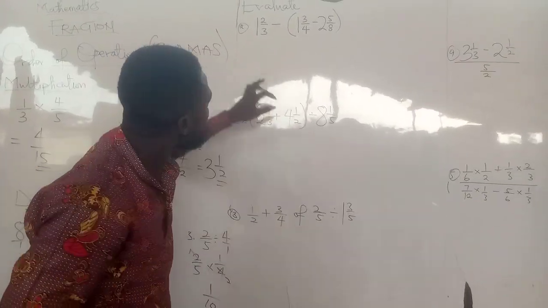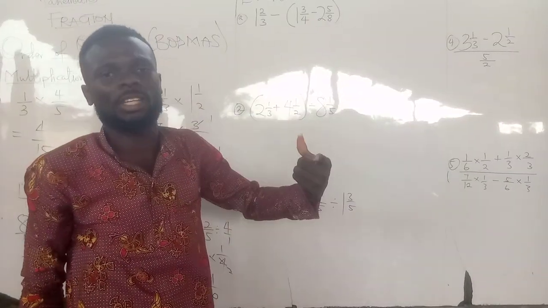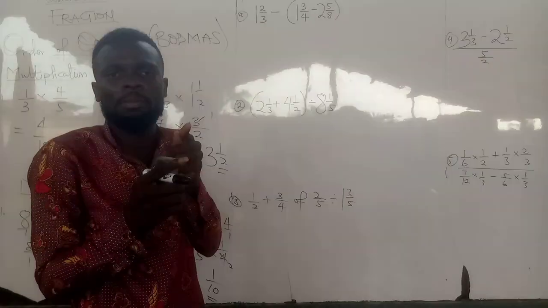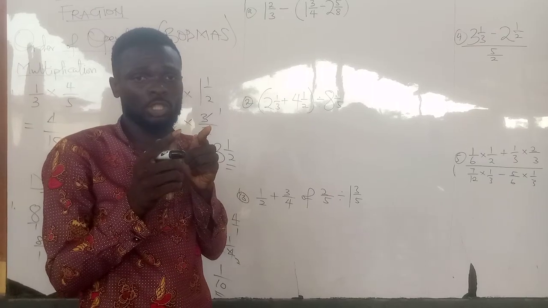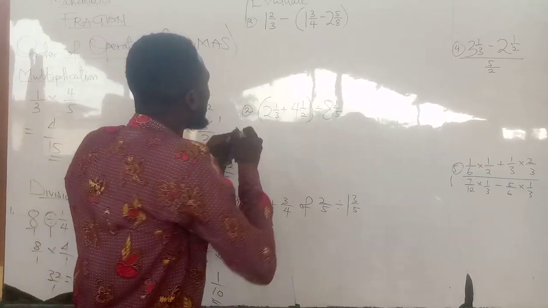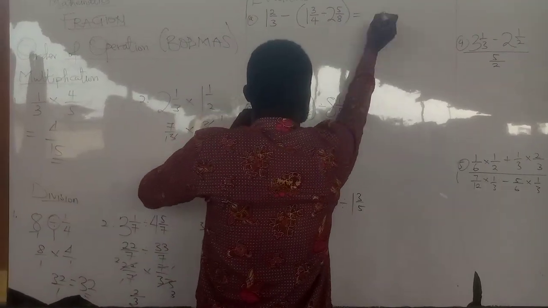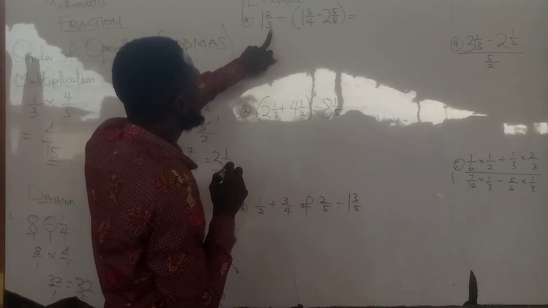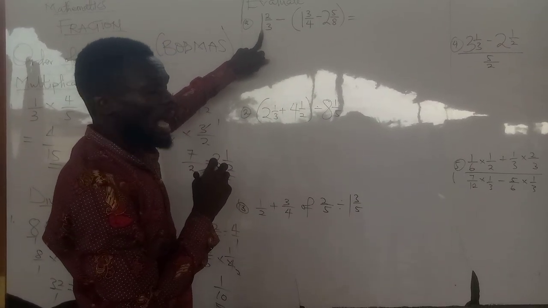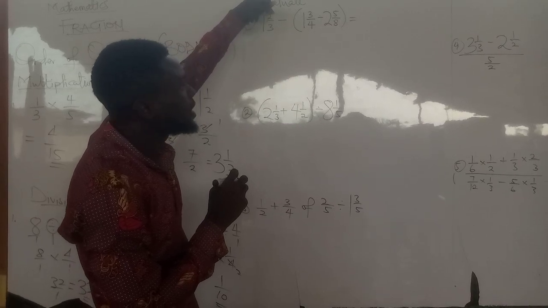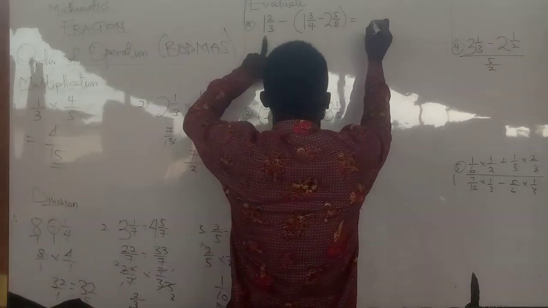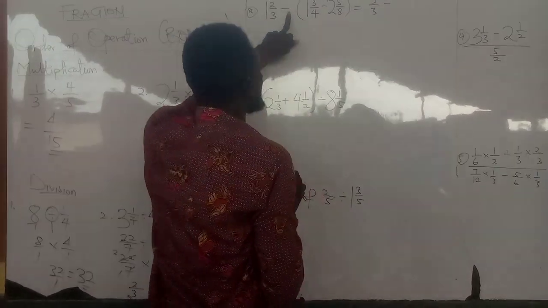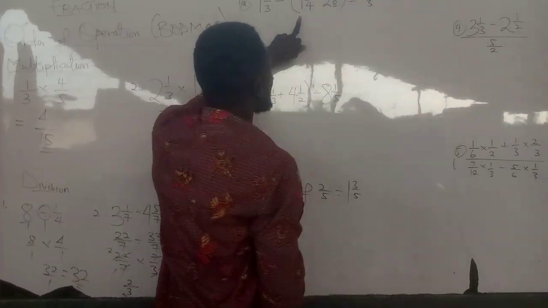But you can see that all these are mixed fractions. So quickly change them into what? Improper fraction before you can solve. So I'll change this one into improper fraction. This is going to give me 1 times 3 is 3, plus 2 is going to give me 5. So I have this as 5 over 3 minus, then I have a bracket.